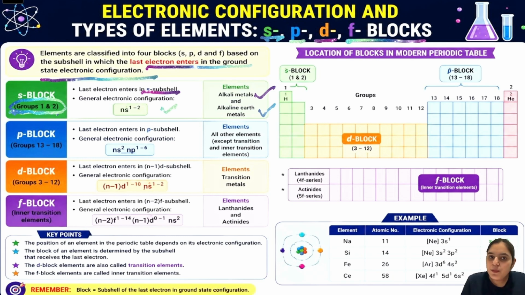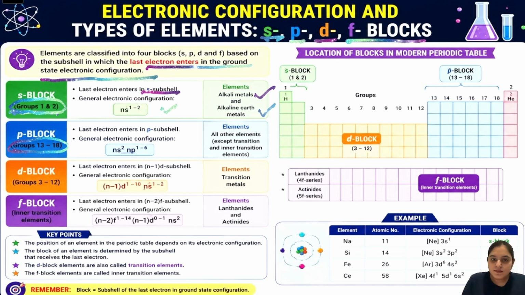Next is the P block element, which includes the groups from 13 to 18. The general electronic configuration of P block element is ns2 np1 to 6. This block contains most of the non-metals, metalloids and some metals.